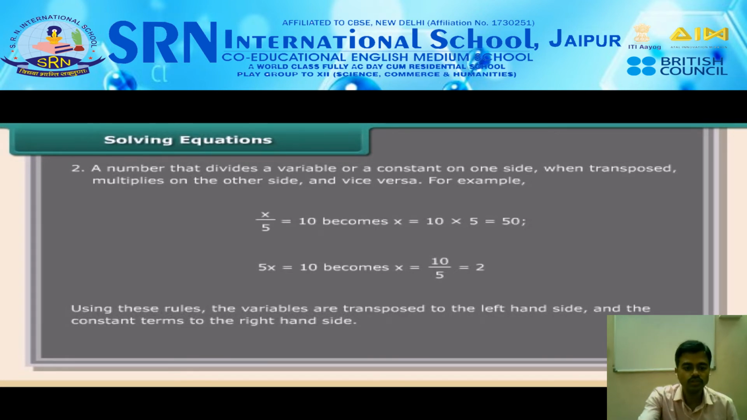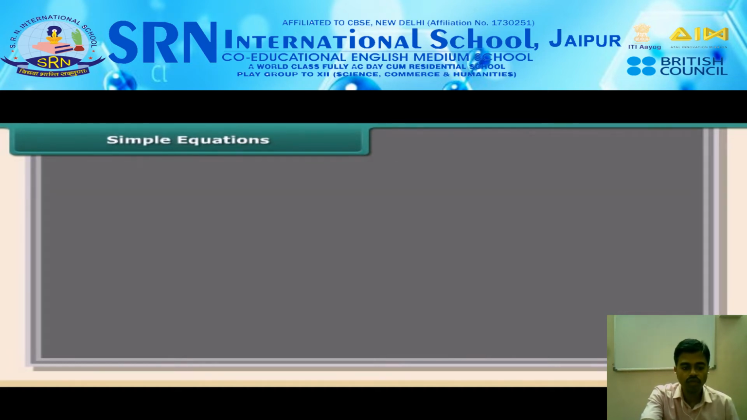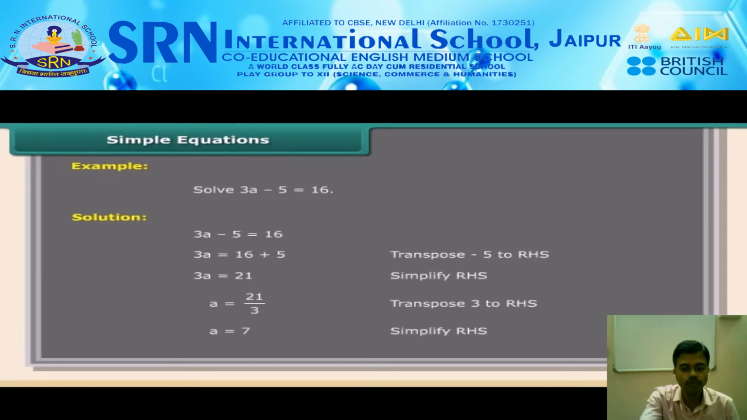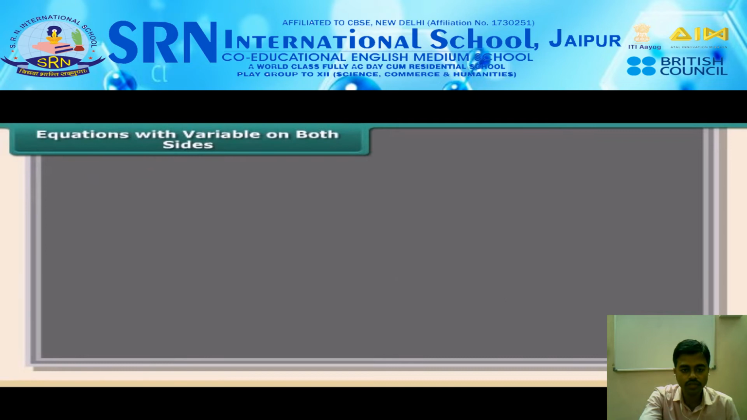For example, solve 3a minus 5 is equal to 16. Here 3a minus 5 is equal to 16. Now 5 will transpose to RHS and as it is having negative sign, it becomes positive in RHS. So we can write 3a is equal to 16 plus 5, that is 21. So a is equal to 21 upon 3 and the value will be 7. So this is the way by which we can transpose the thing to get the desired value of the variable.